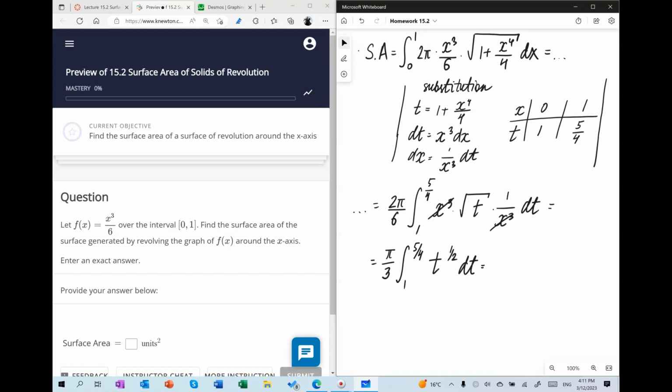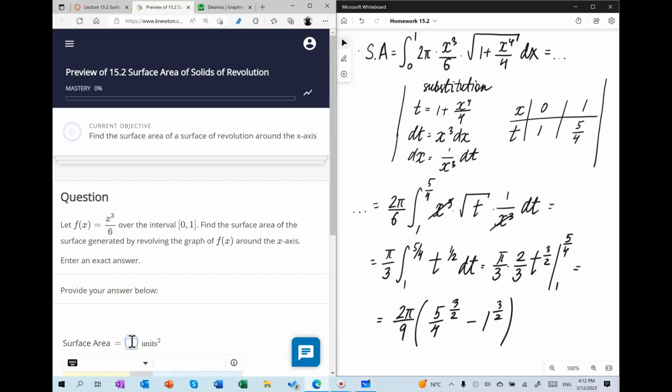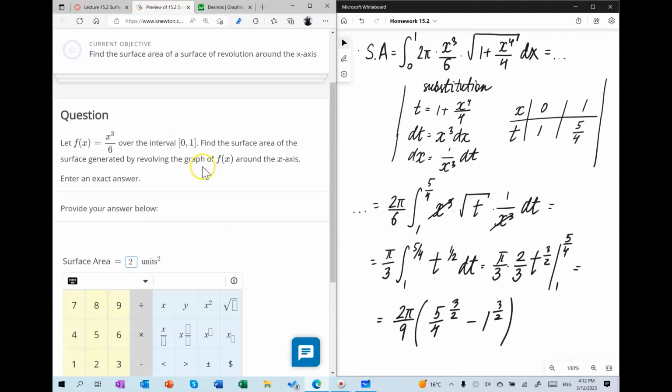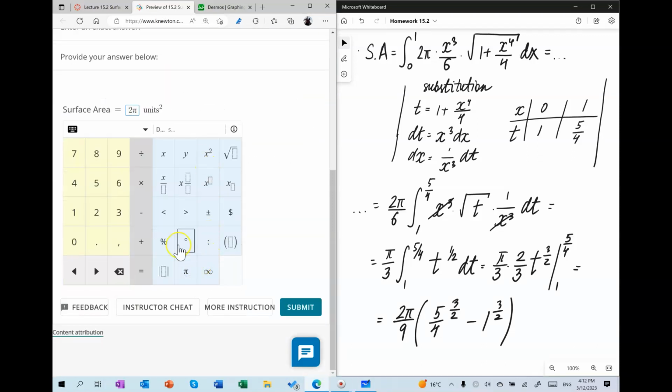So it's going to be t to the power 3/2 over 3/2, so it's 2/3 t to the power 3/2, but we also have pi over 3 in the front, and we evaluated it from 1 to 5/4, so 2 pi over 9 is out, and here we have 5/4 to the power 3/2 minus 1 to the power 3/2, which is just 1. And I have to enter the exact answer, so I'm just going to type it exactly the way I see it in my solution.